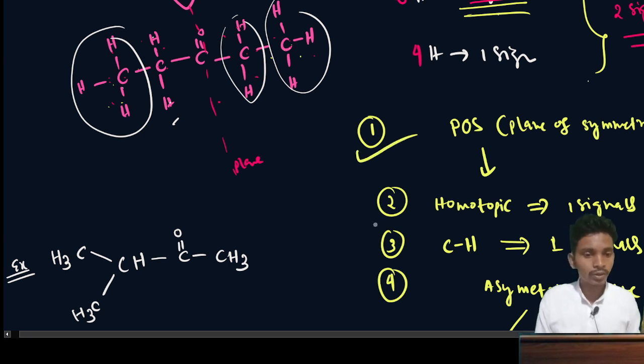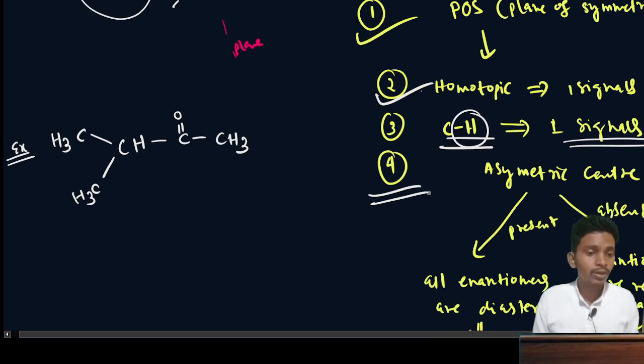After POS we will look at homotopic. Homotopic always gives 1 signal. It is not affected by whether a chiral center is present or not. So we will look at homotopic. After that, if this type of molecule is there, and this type of proton is there, then it always gives a different signal, so you get 1 signal.